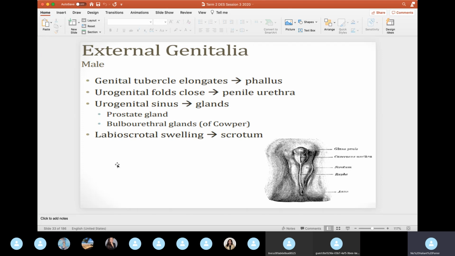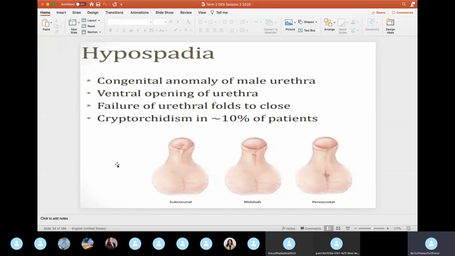Genital tubercle, it elongates. This becomes the phallus. Urogenital folds becomes the penile urethra. Urogenital sinus becomes the glands, specifically the prostate gland and the bulbourethral glands of Cowper. And the labio-scrotal swelling becomes the scrotum. Know the embryological origin and know the adult derivatives.